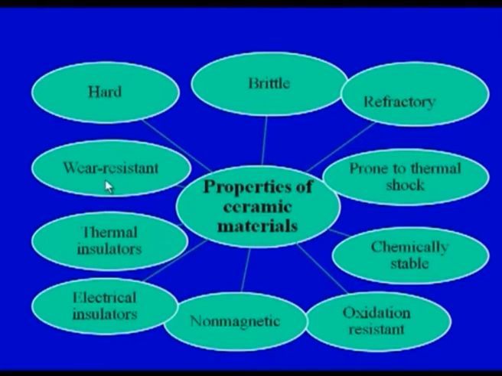So, just to have a revision of the properties that the ceramics possess, let us just revise that they are hard, brittle, wear resistant, thermally they are insulators, electrically they are insulators, non-magnetic, chemically stable, refractory properties are there, oxidation resistant, thermal shock. So, basically a wide variety of properties are there for the ceramic materials, and out of these, let us choose 4 important properties and try to find out the applications based on those 4 properties. Let us take the example of hardness.